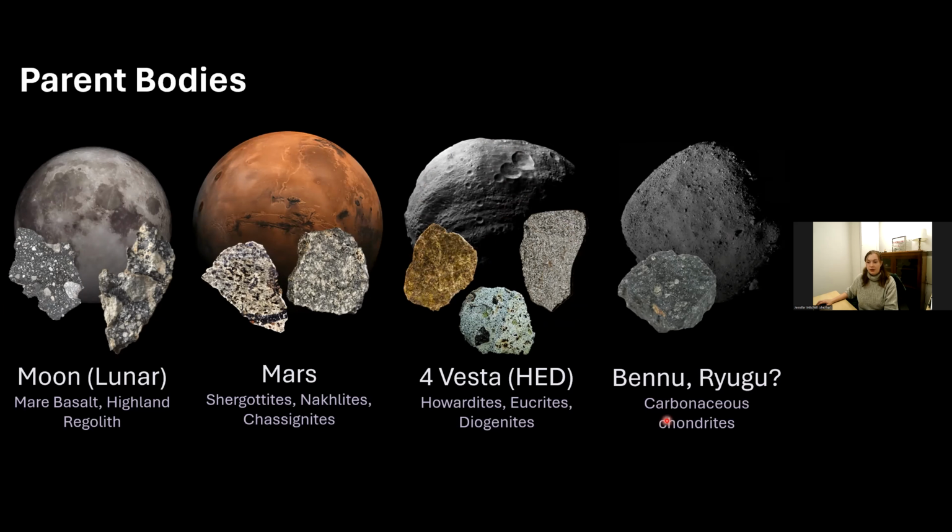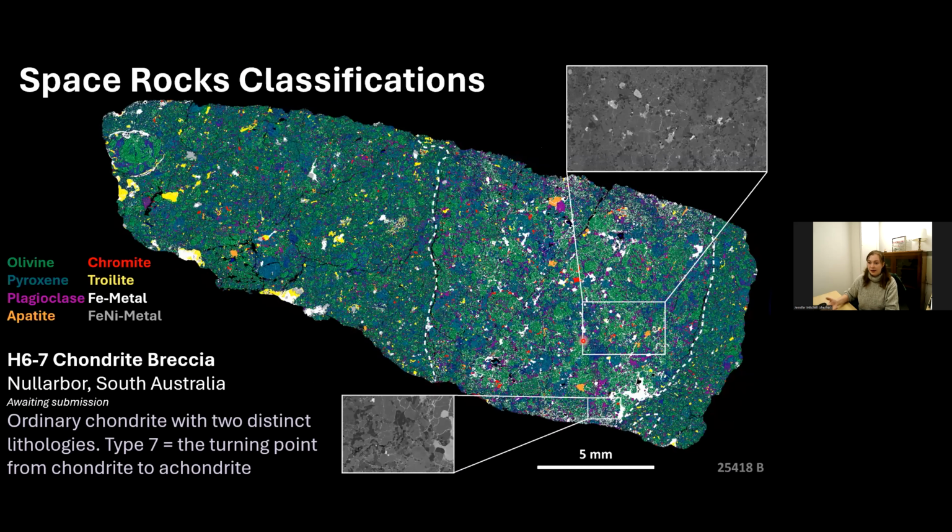And now, maybe with the help of some sample return missions, asteroids like Bennu and Ryugu might be the parent bodies for some of the carbonaceous chondrites, or at least very similar to what those parent bodies would have been like. So a lot of my research and a lot of what I do in my spare time is classifying meteorites, and this is the sort of data sets that we're producing.